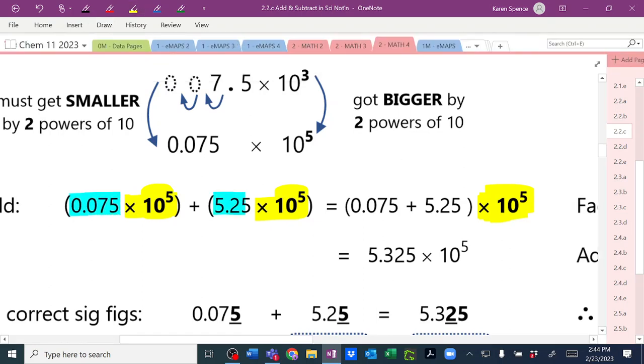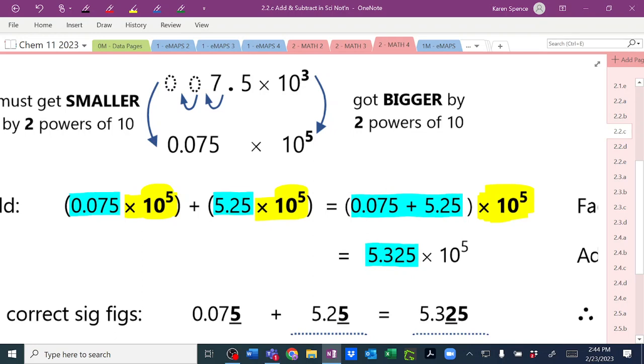0.075, 5.25. We add those together, use your head or your calculator, doesn't matter which, but don't use the power of 10. If you're using your calculator, you will just type in 0.075 plus 5.25 equals, there's no exponent, no times 10 to the, just that, and you get 5.325. The 10 to the 5 takes care of itself. It's already there. You don't need to muck around with it.